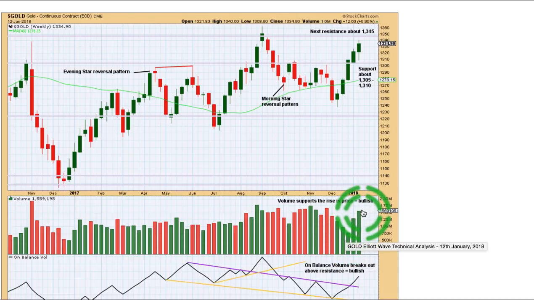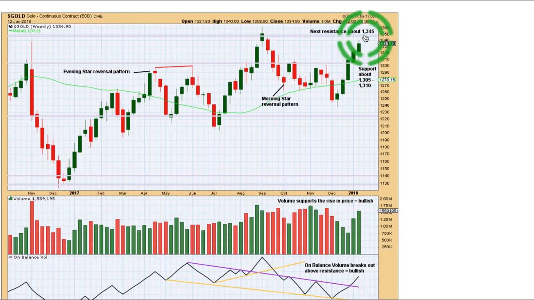We've got the last 2 weeks of upward movement coming with an increase in volume. Volume supports the rise in price, that's bullish. The longer lower wick on this weekly candlestick is bullish. It's broken through resistance. Next resistance is about 1345.